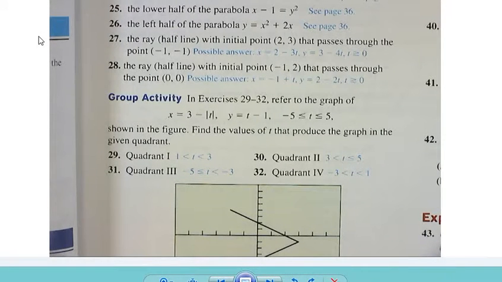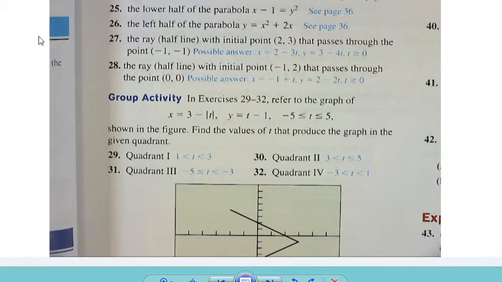Problem number 25. We've got to hurry up and get started on our work. Problem 25 is the lower half. So problem number 25 wants us to find the lower half of the parabola.